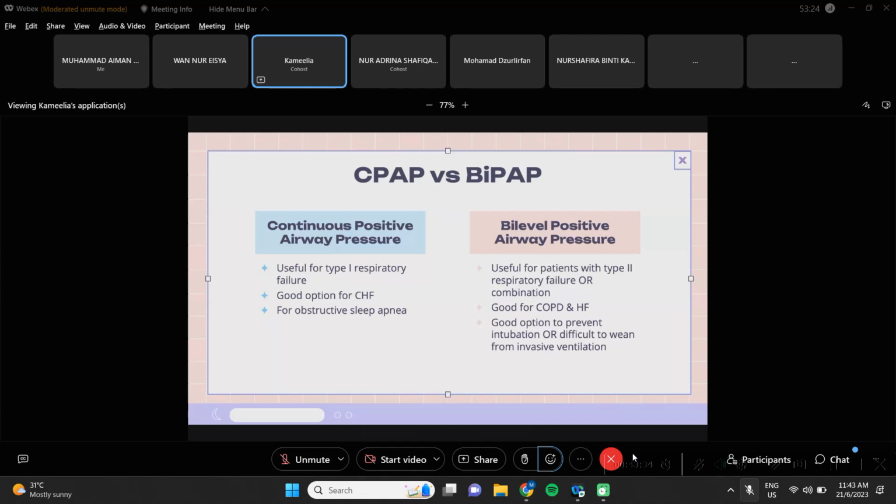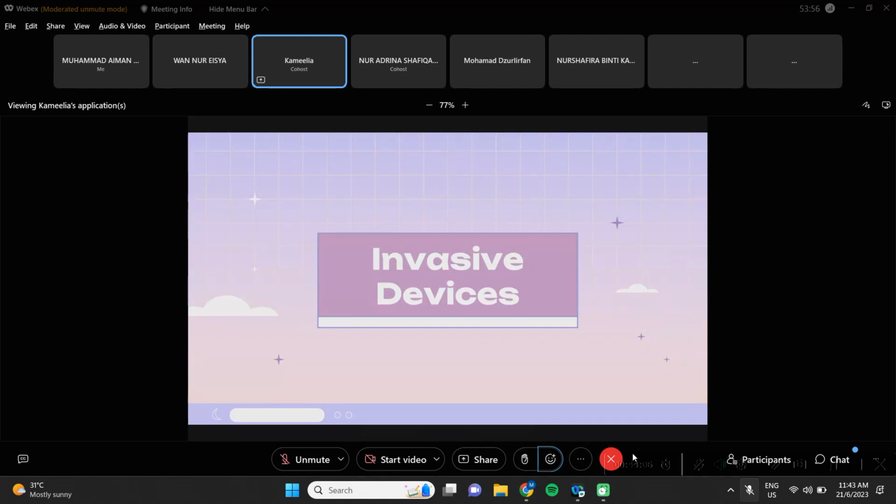And then for bilevel positive airway pressure, it is useful for patients that have hypercapnic respiratory failure or a combination of hypoxemic and hypercapnic respiratory failure. So this is a good option for patients with COPD as well as patients with heart failure. It is a really good option to help prevent intubation or if we need to wean really difficult patients from the invasive ventilation. So moving on to our last piece of device, which is the invasive device.